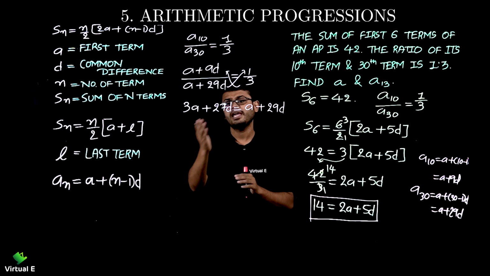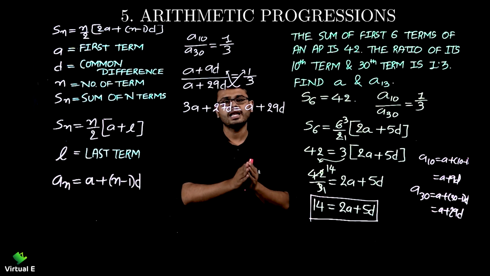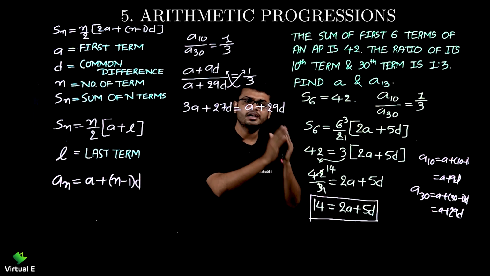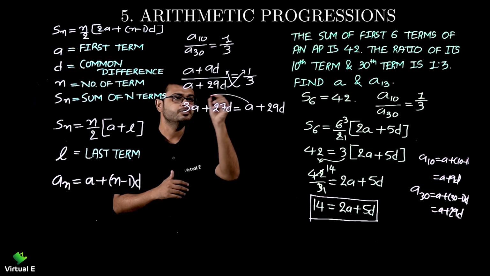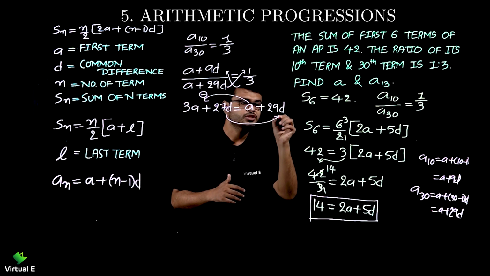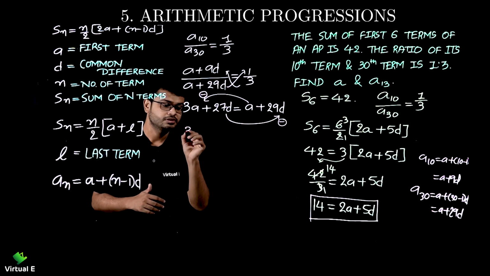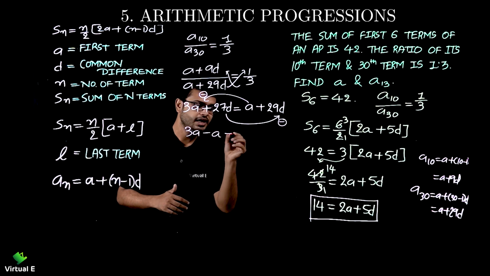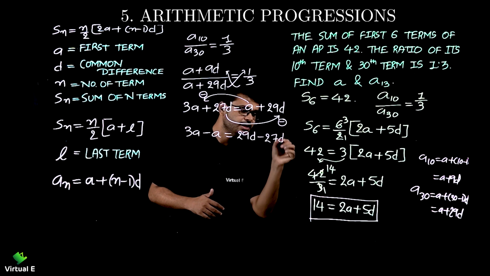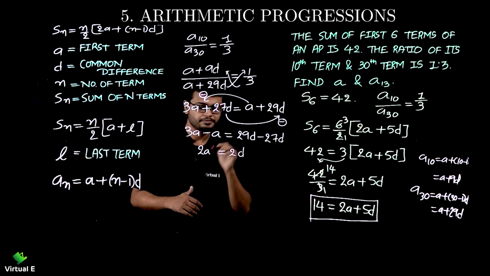Now you can say AD on LHS, AD on RHS. So what I'm going to do, I'm going to collect all the A's on one side and all the D's on the another side. Let's do it. So A I will be shifting over here, it will become negative, and 27D I will be shifting over here, that will also become negative. So 3A minus A is equal to 29D minus 27D. So 2A is equal to 2D.